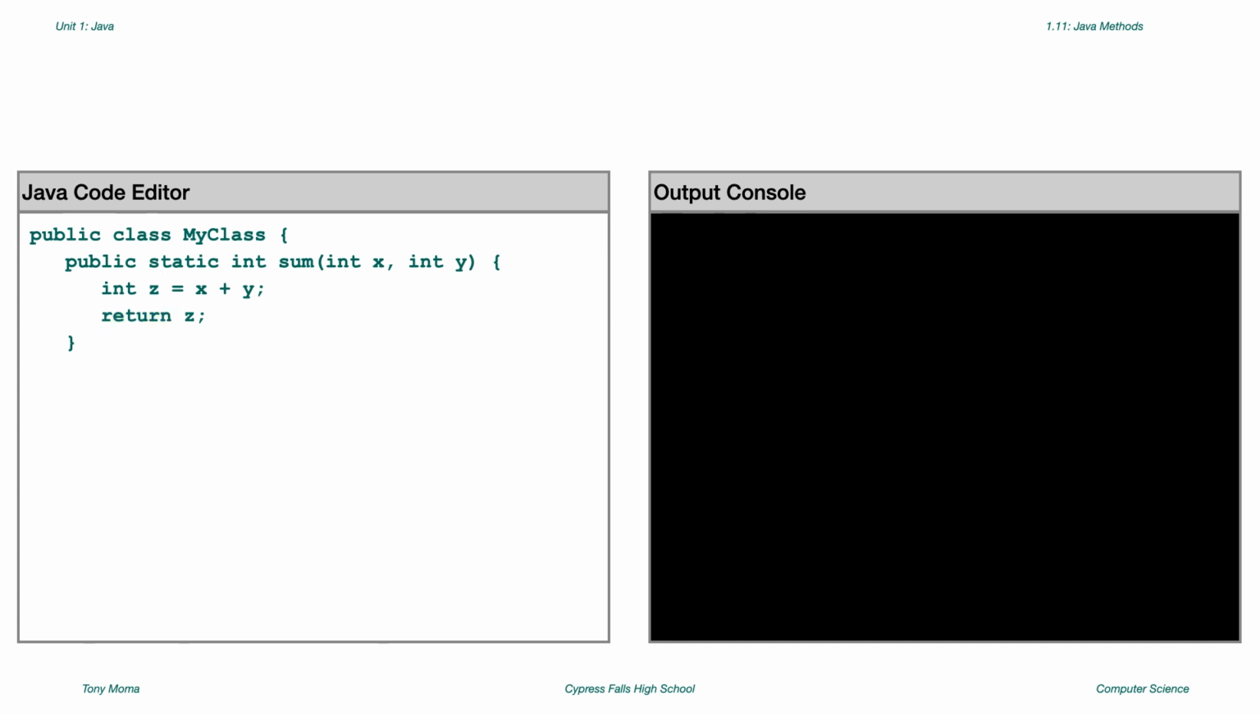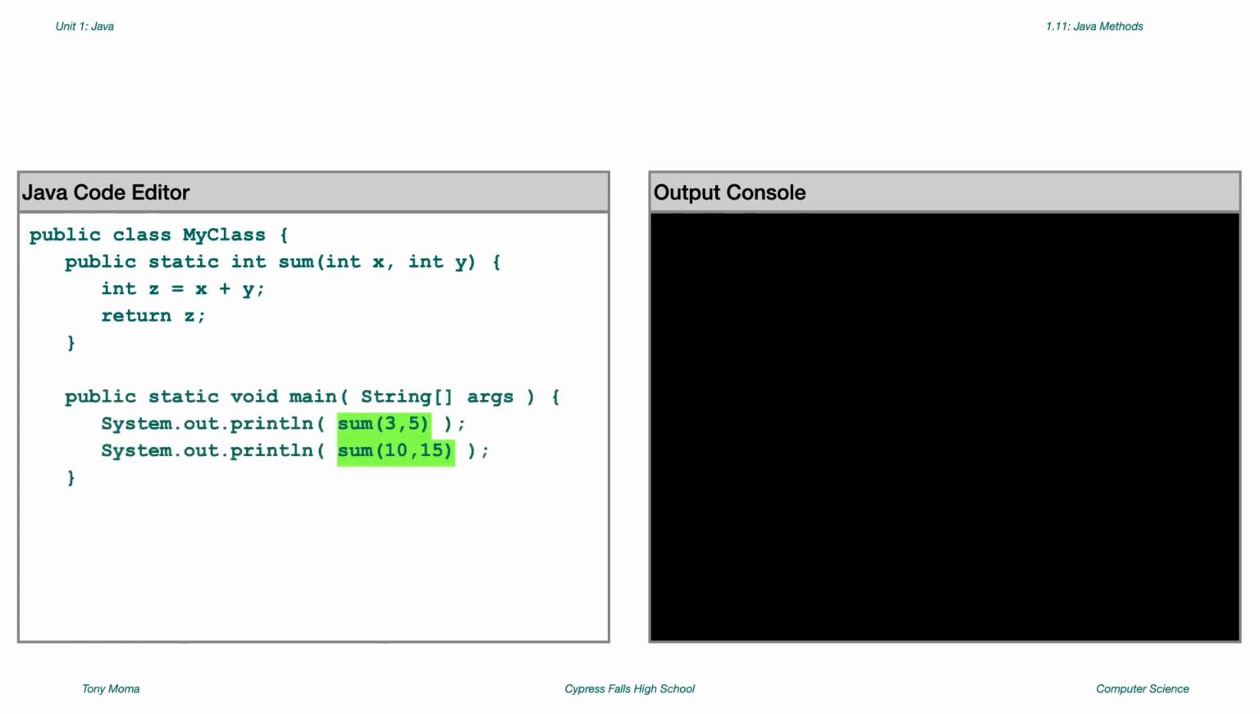Now let's take a look at how this method can be used inside the main method. In this example, we invoke the sum method twice. The first time, giving it 3 and 5 as the parameters. Thus, 3 and 5 get added up to give us 8. 8 gets returned by the method. 8 gets printed out to the screen.